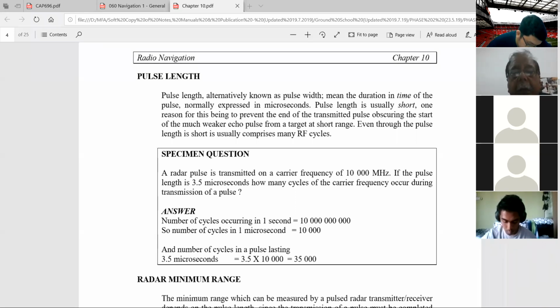Shouldn't you divide that by 2, sir? No, I'm not talking about the range at the moment. I'm talking about how much distance a radio wave will cover in 1 microsecond. Oh, okay. Range will be about 150, you're right. Absolutely correct. But otherwise, the distance covered will be 300 meters. Noted, sir.